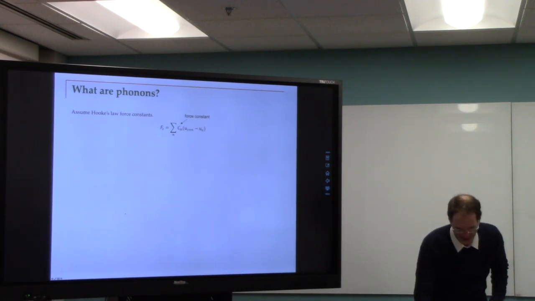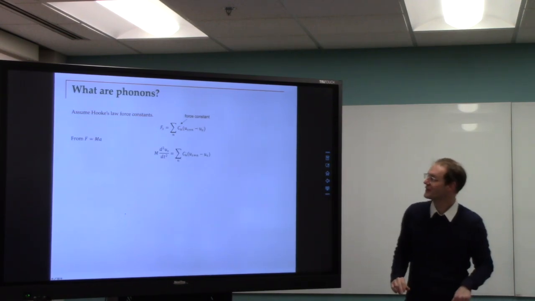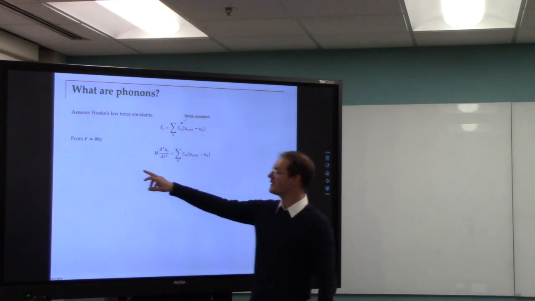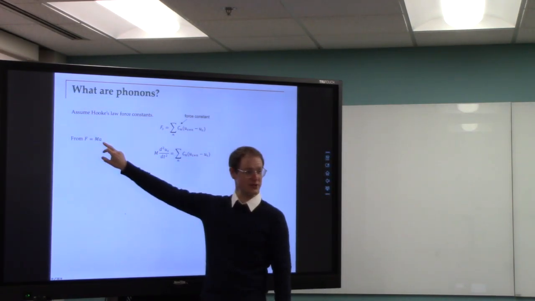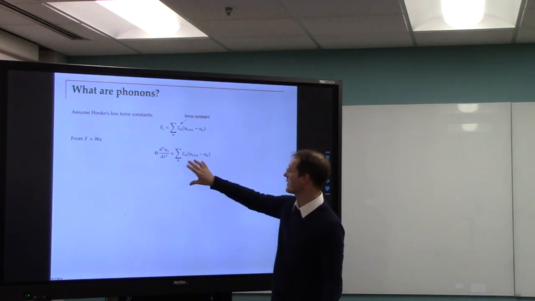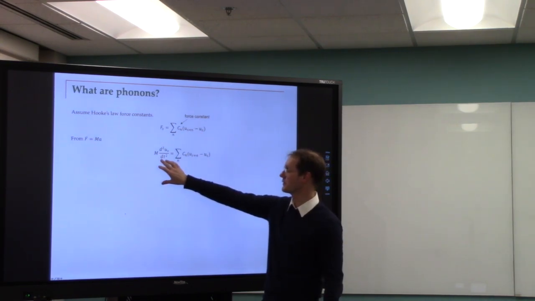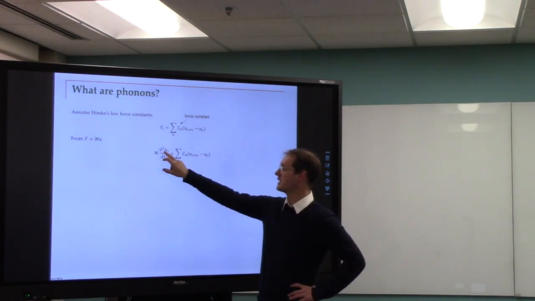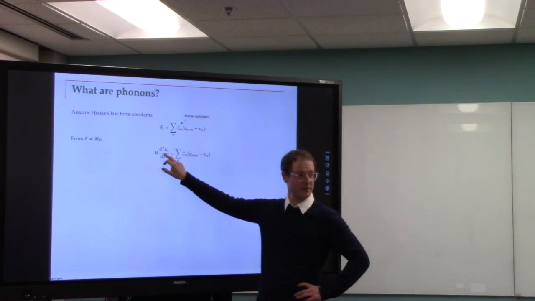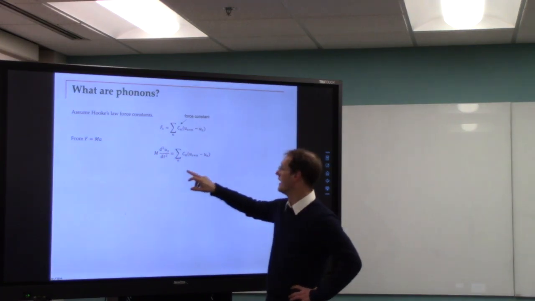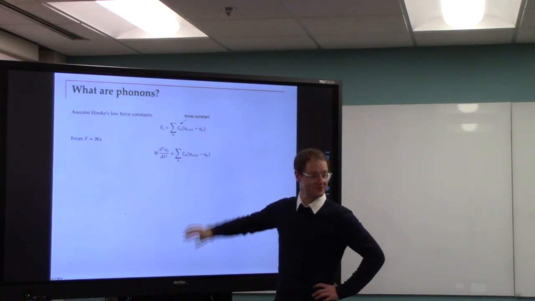And so if we then apply Newton's law, force equals mass times acceleration, we can write this force constant in terms of an equation like this. The mass times the acceleration, which is the second time derivative of the displacement, is going to equal the force.